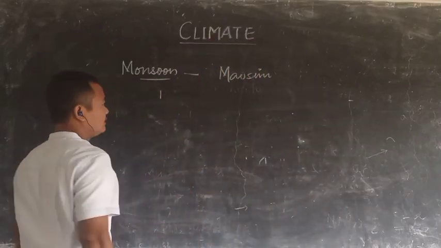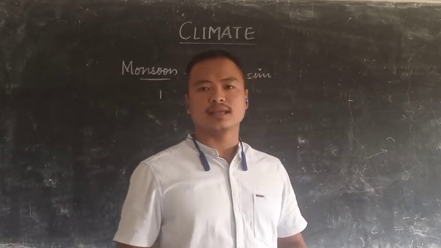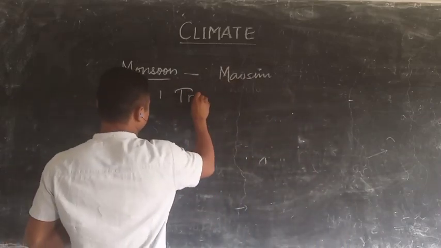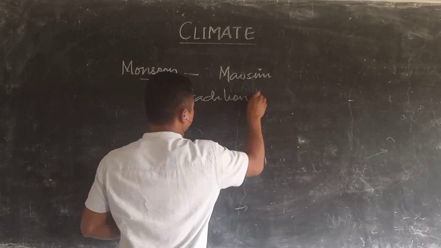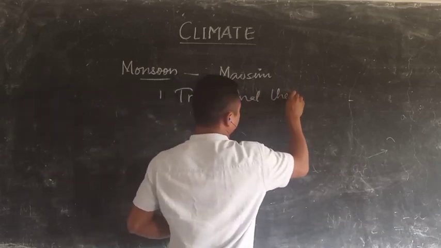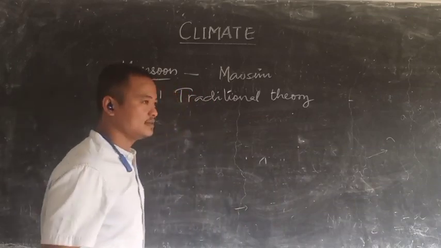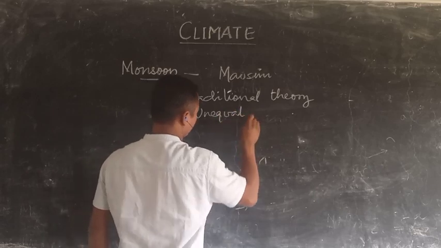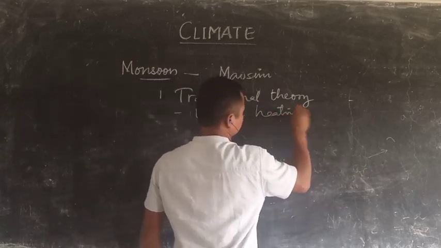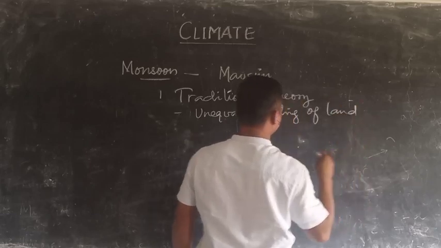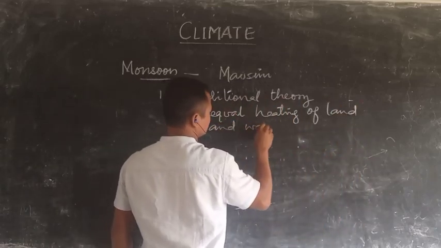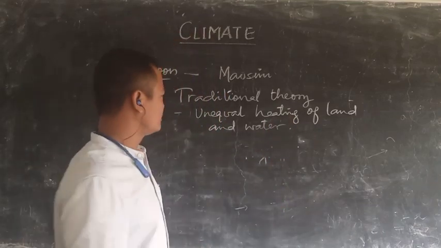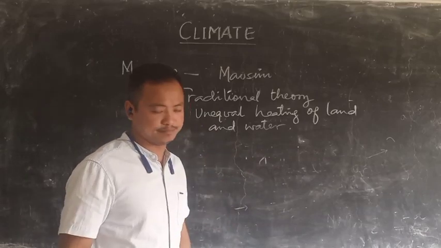The monsoon and its origin basically can be discussed in 2 different theories. One is called the traditional method or traditional theory. The traditional theory suggests that monsoon originates because of unequal heating of land and water. The land heats and cools much faster as compared to water bodies. So this is where we call it unequal heating of land and water.